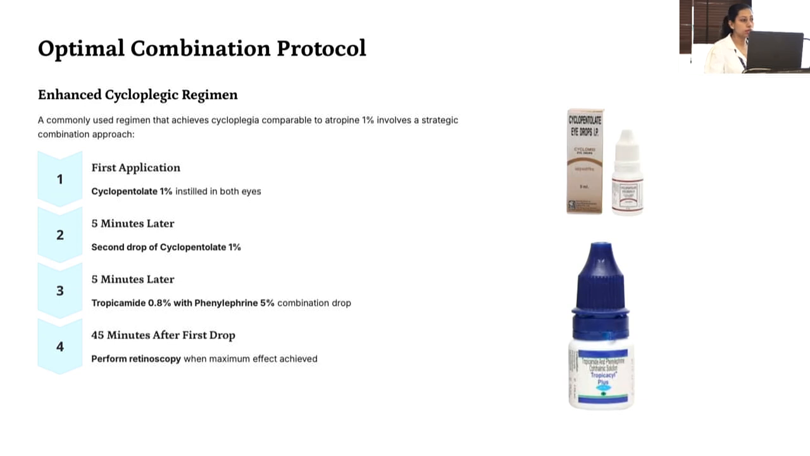So the CTC regimen is the most commonly used regimen nowadays in the OPD setup. For the CTC regimen, first you apply cyclopentolate 1% eye drop in both eyes. 5 minutes later, you put the second drop of cyclopentolate, and 5 minutes later, again one drop of tropicamide and phenylephrine combination, and you perform retinoscopy 45 minutes after the first drop has been instilled. It gives comparable cycloplegia to 1% atropine and is a very easily followed regimen in routine OPD practice.